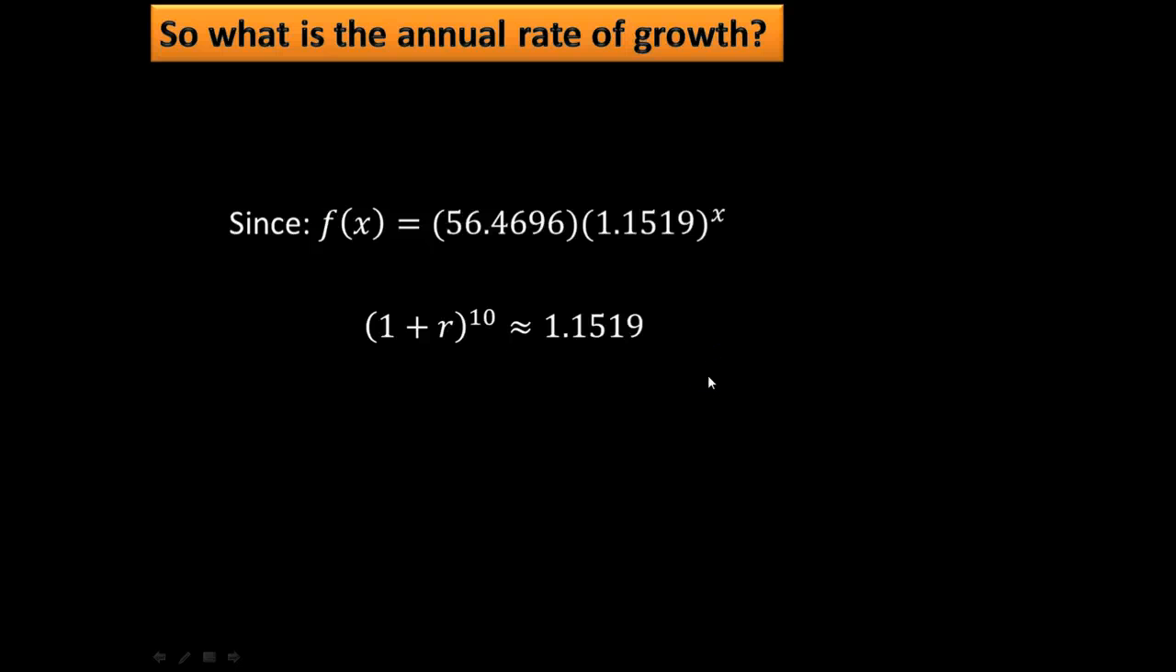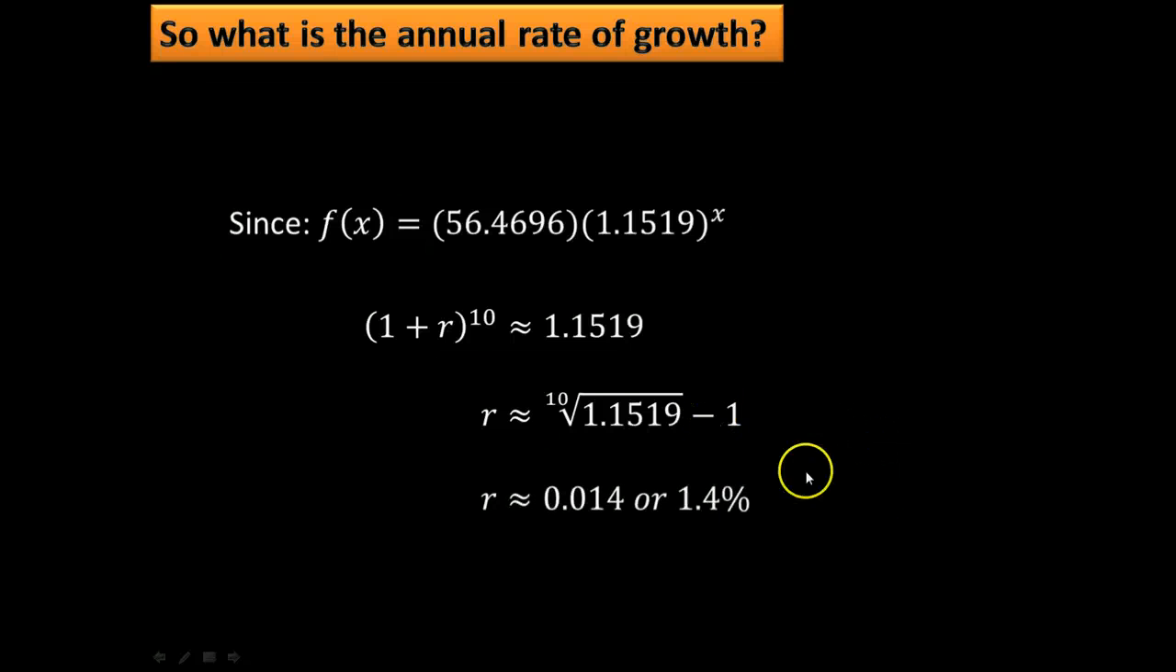So we're going to go back through and solve this for r. We're going to take the 10th root of each side, and then subtract 1. So the 10th root of 1.1519, and then subtract 1, is going to give us 0.014, or about 1.4%. So every year the population was growing at about 1.4%.